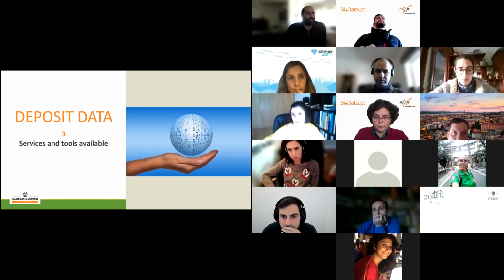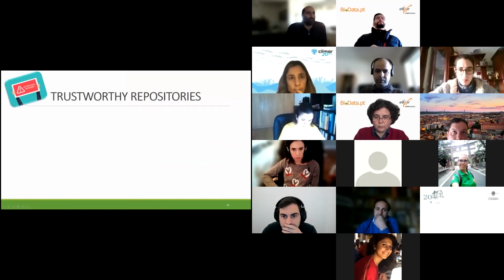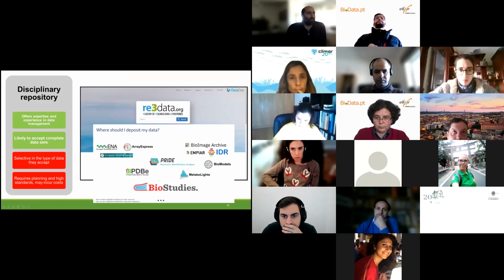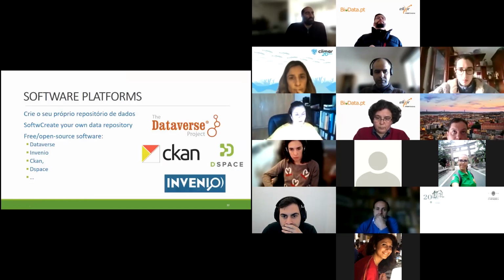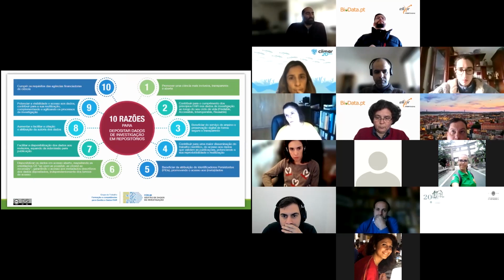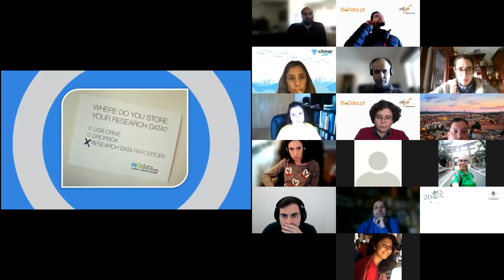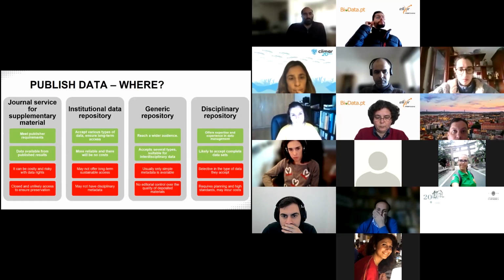And taking into account the red flags that are in each pillar. So I would suggest going to the institutional data repository. When you mention that it may not offer long-term sustainability access, what are you thinking about?